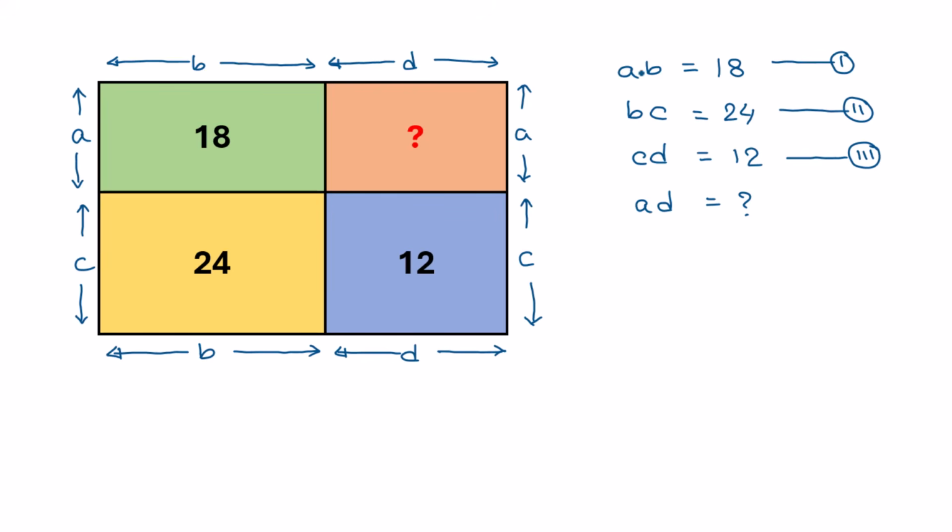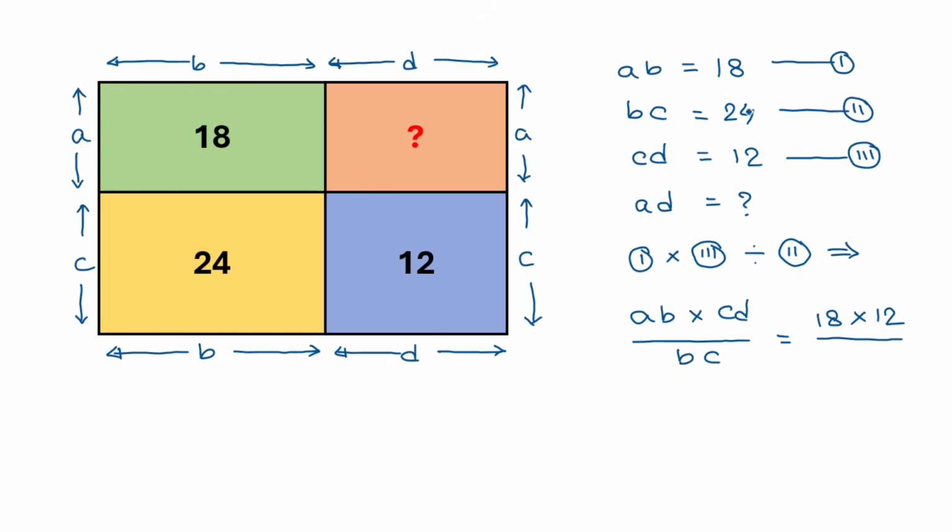So if we multiply equation 1 and equation 3 and divide it by equation 2, we will get from equation 1, AB times from equation 3, CD, divided by equation 2, which is B times C, is equal to equation 1 right side, 18, times equation 3, which is 12, divided by equation 2, which is 24.